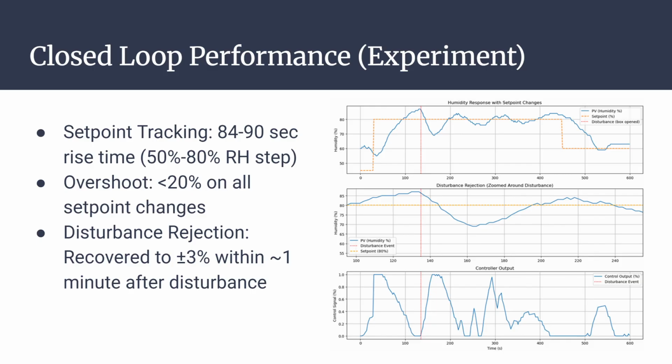We then did the closed loop performance experiment where we got to see that the set point tracking took about 90 seconds for rise time from 50 to 80% relative humidity step. Our overshoot was less than 20% for all of our set point changes, and then our disturbance rejection recovered to within 3% within 1 minute after the disturbance started.